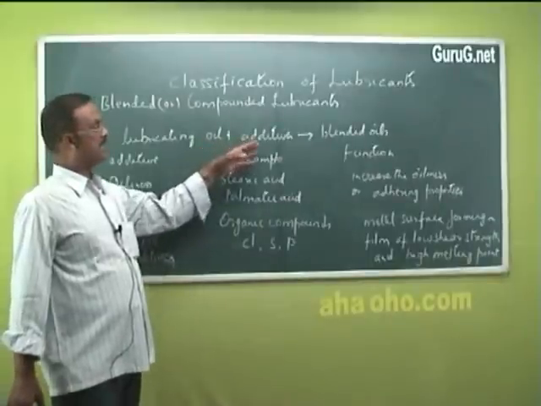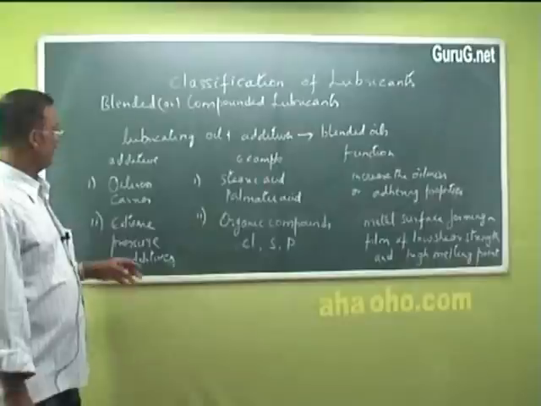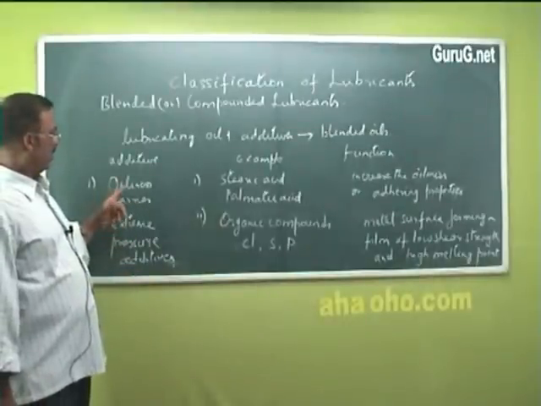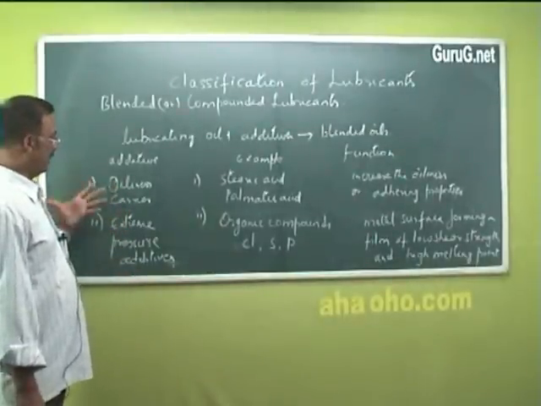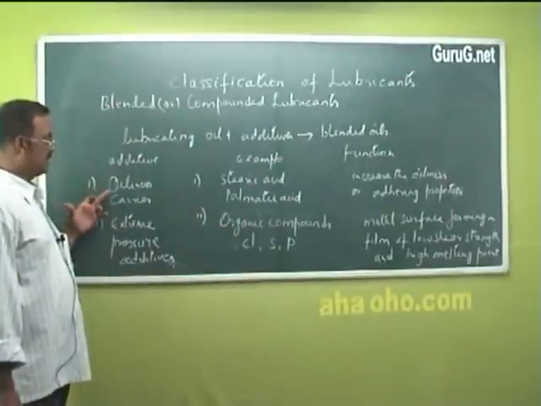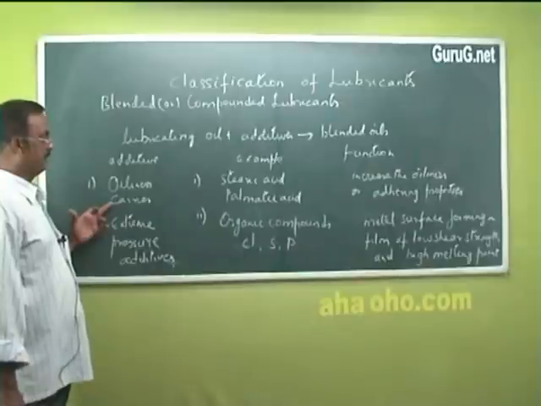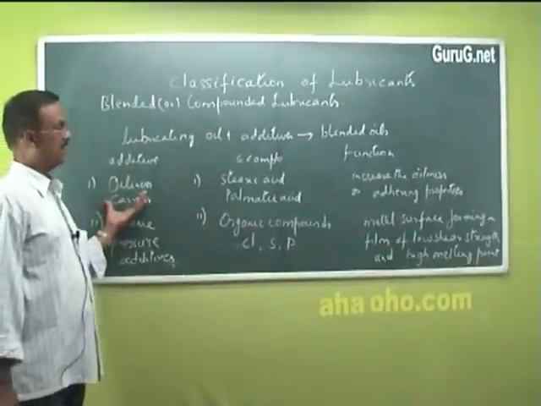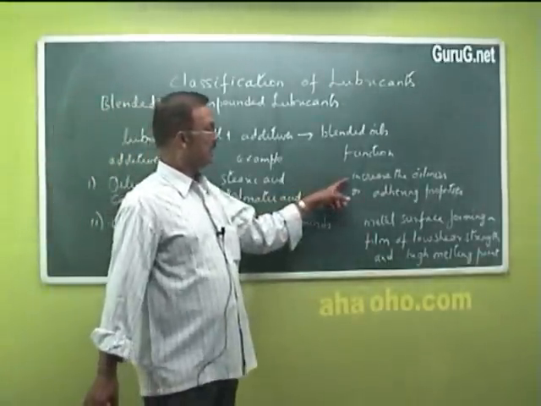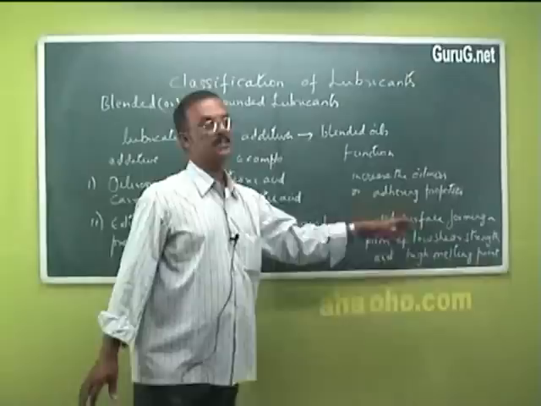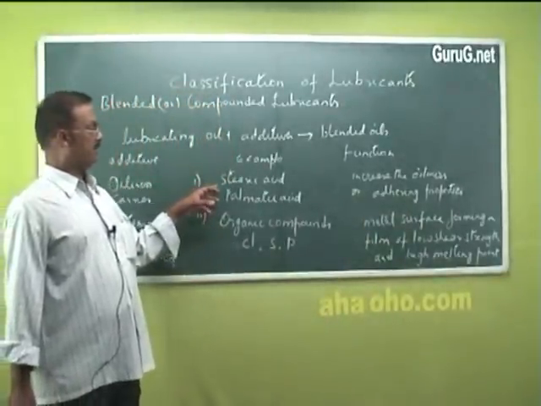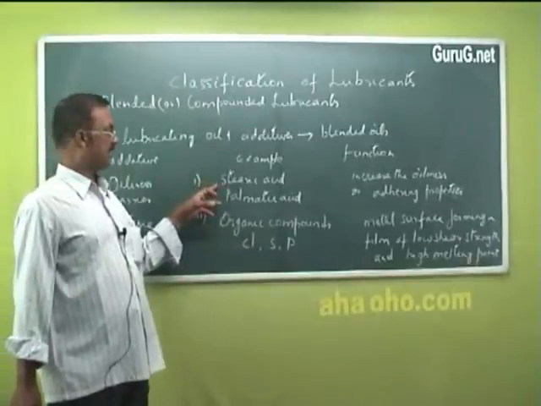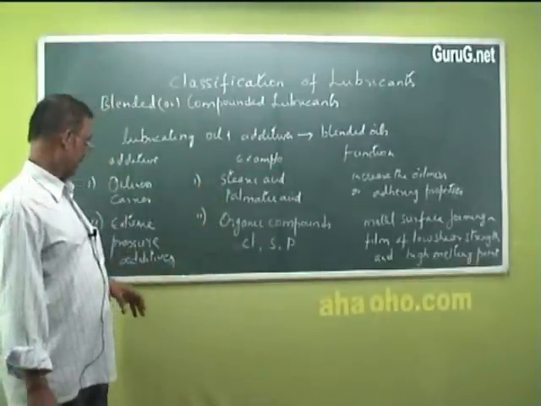So that's why we add these additives. For example, suppose an additive is added which is known as oiliness carrier. If this is added, then that will increase the oiliness or adhering properties of the lubricant. Example, fatty acids, long chain fatty acids like stearic acid and palmitic acid.